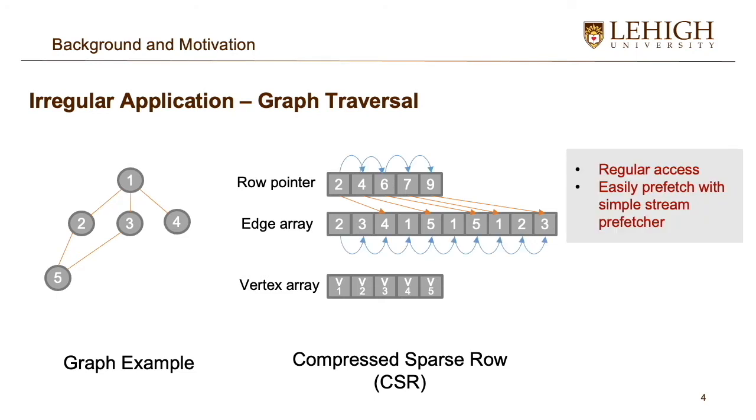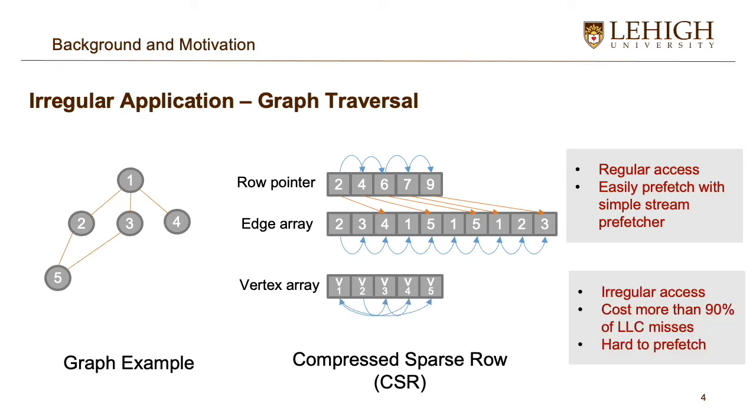Therefore, streaming prefetchers that simply predict the next few addresses can have good accuracy. However, for the vertex array, the access order is irregular and depends on the value stored in the edge array. For graph algorithms, accessing the vertex array usually costs more than 90% of the last level cache misses. These irregular accesses are difficult to predict using existing hardware prefetchers.